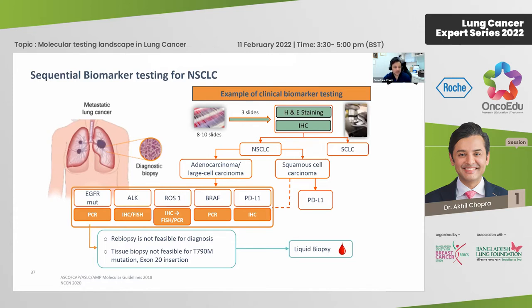If this is negative, then we again test sequentially, one by one, for ALK, ROS, BRAF, and PD-L1. The problem with this approach is that you use up a lot of slides, a lot of tissue, and sometimes not enough tissue is left. So you may end up doing only EGFR and suddenly you don't have any tissue left to do other biomarkers, and this could possibly be to the detriment of the patient's clinical management. Re-biopsy obviously is not feasible. No person would raise their hand to get a biopsy done again. So sometimes in this situation, liquid biopsy can be useful, which I will discuss a bit more in the next few slides.